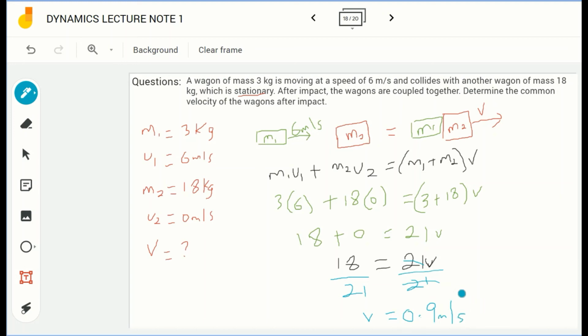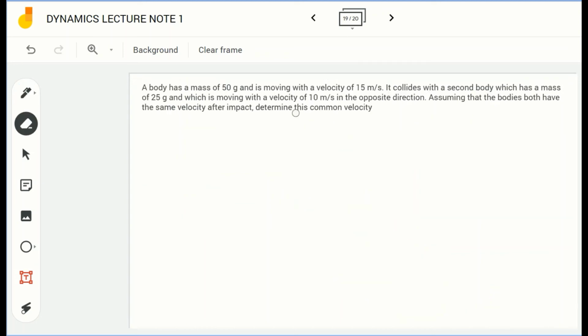Now, our V is reduced because our mass 2 is heavier and has a larger mass than our M1. So that impacted the speed they moved after impact. So that is our final answer. Let's look at our next question.